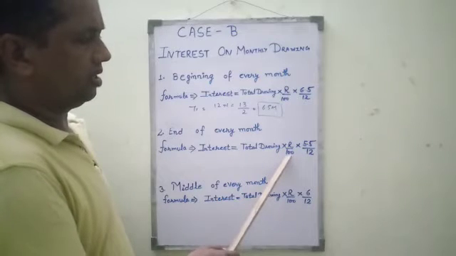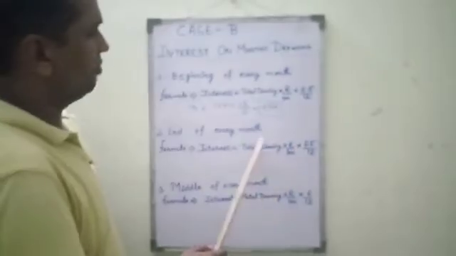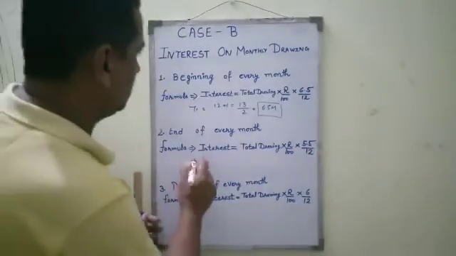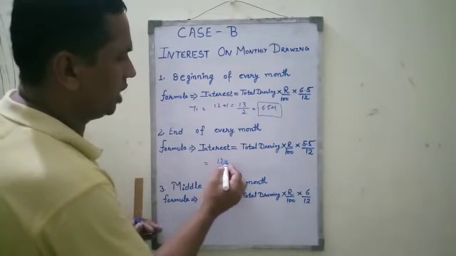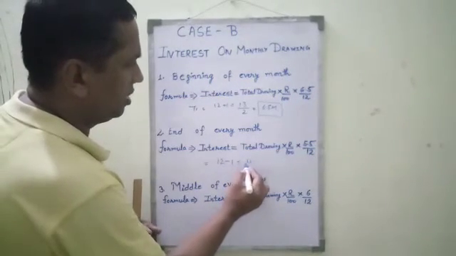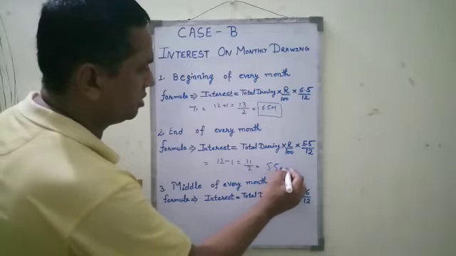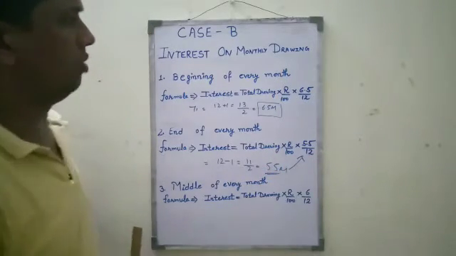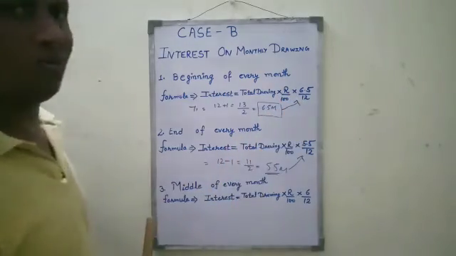The rate upon 100. The rate is given in the question. So the time we put is 5.5 by 12. How is the time calculated? In this, the amount is withdrawn at the last day of every month. It means 12 minus 1. So 11 upon 2 is equal to 5.5 months. So the time is to be put 5.5 by 12. In the case of the beginning of the month, it is 6.5 by 12.